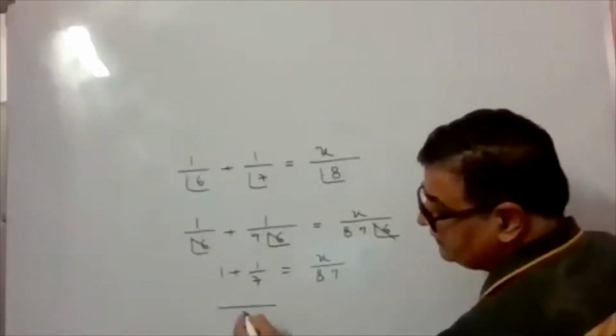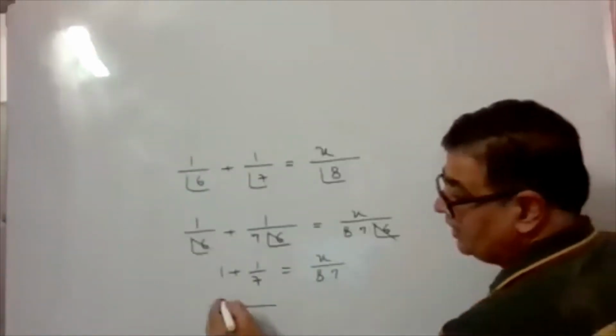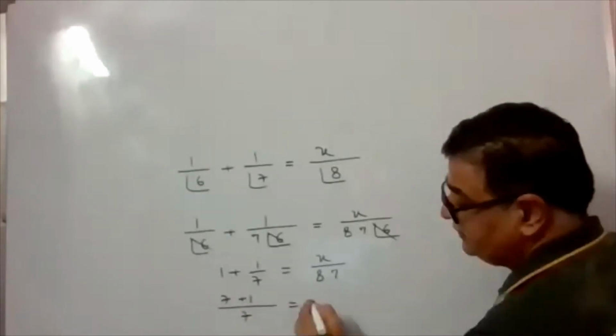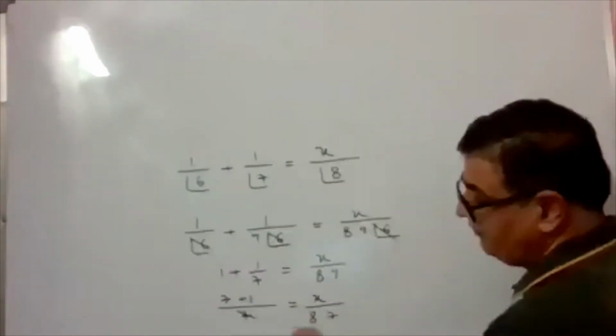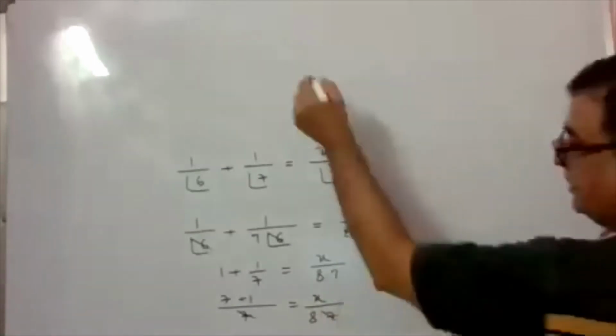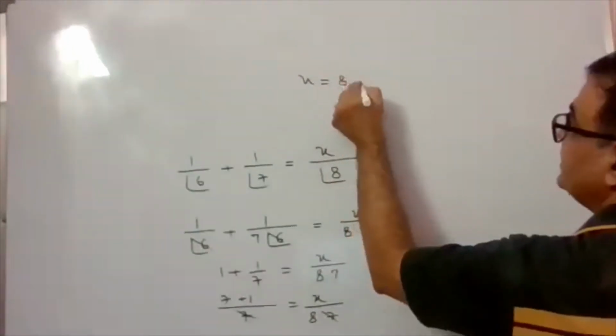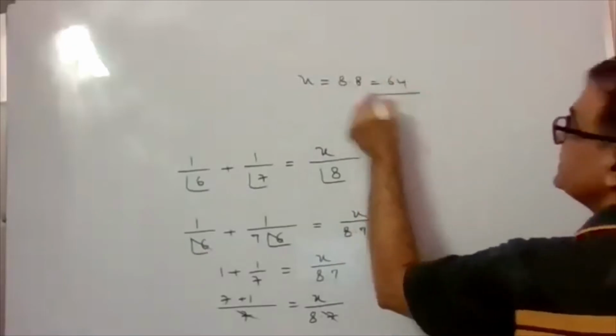Here we take LCM as 7. So it becomes 7 plus 1 is x by 8 into 7. This 7 and 7 get cancelled out. Then I get x is 8 into 8. The answer comes out to be 64.